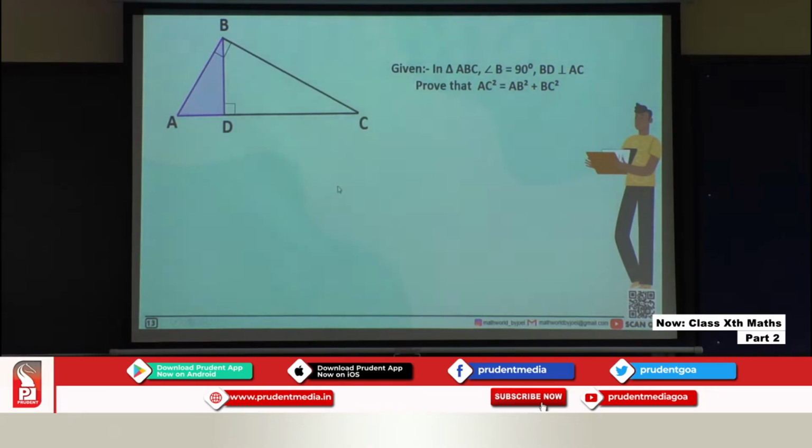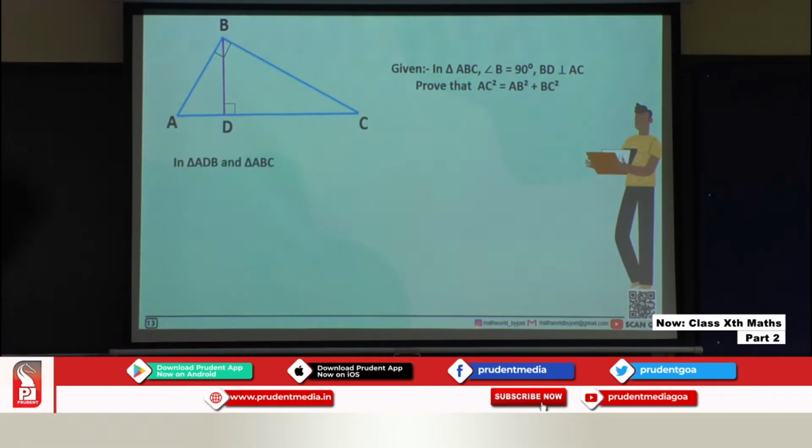Now, if that is true, then we are supposed to prove that, right? So what are we going to do? First, we are going to take one small triangle, and that is ADB, and we will write triangle ADB, and we are going to consider this big triangle. So two triangles we are considering. We have taken the smaller triangle ADB and then the entire bigger triangle.